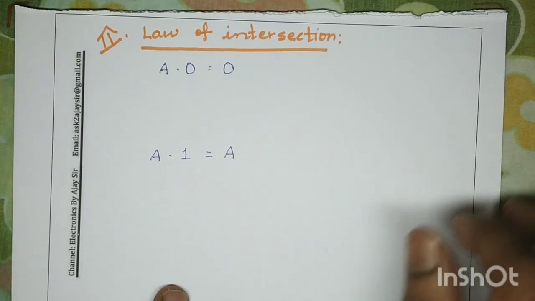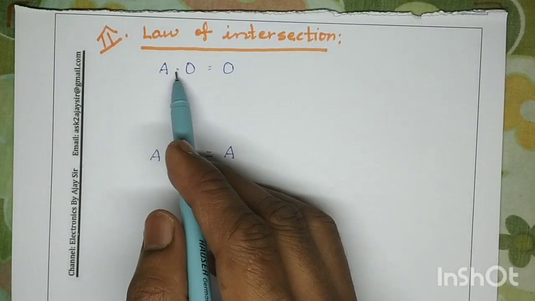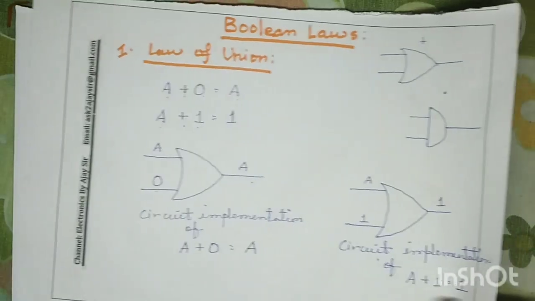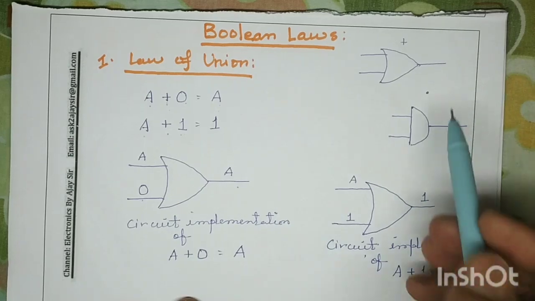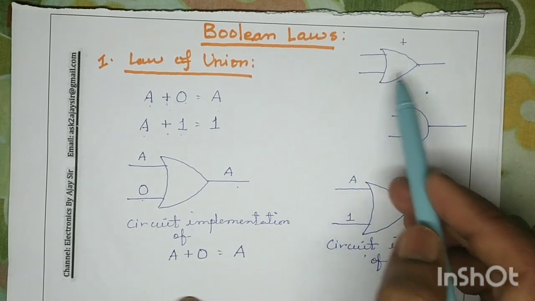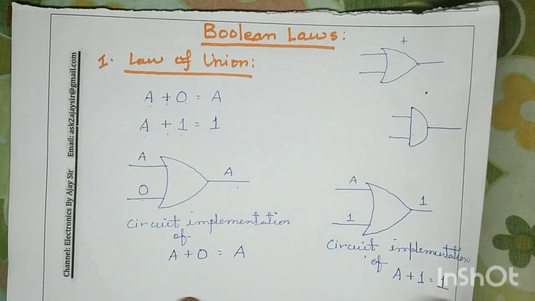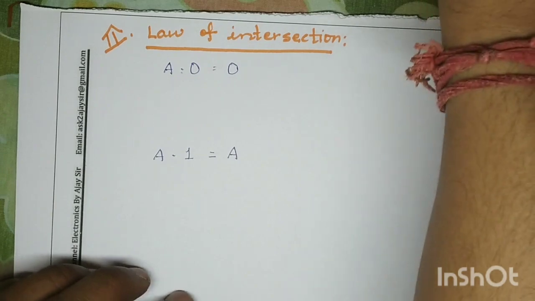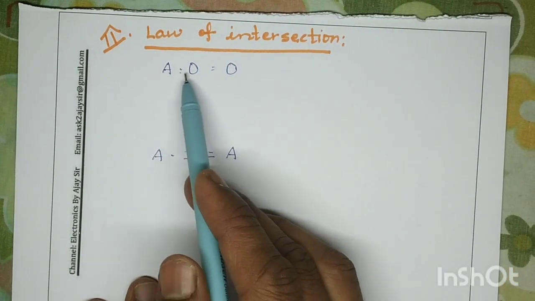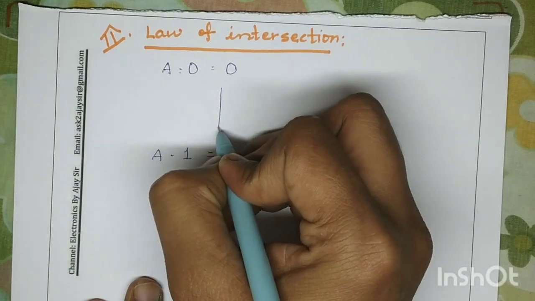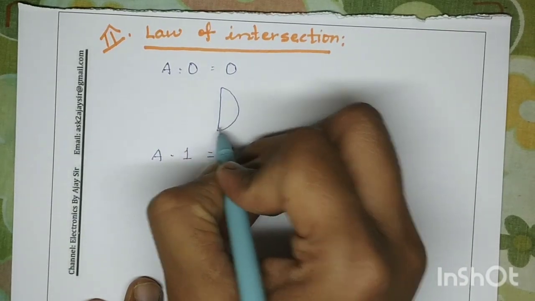As I have mentioned in my previous lecture, we will target on this sign. If it is a dot we will use an AND gate. If it is a plus we will use the OR gate. So in this expression you can see a dot 0 is equal to 0. So for this dot we have to use an AND gate.